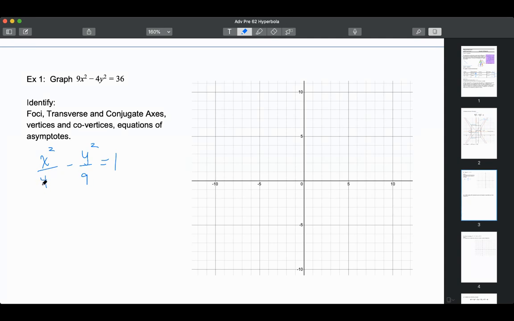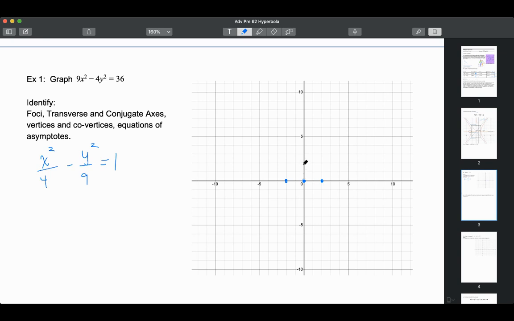So we know, of course, this is 2 squared and this is 3 squared. So my a value is 2, my b value is 3. And I can see that there's no values with the x and the y. So then I know my center is at 0, 0. So going from the x, I'm going to go over 2 and then to the opposite direction. So those are my vertices.